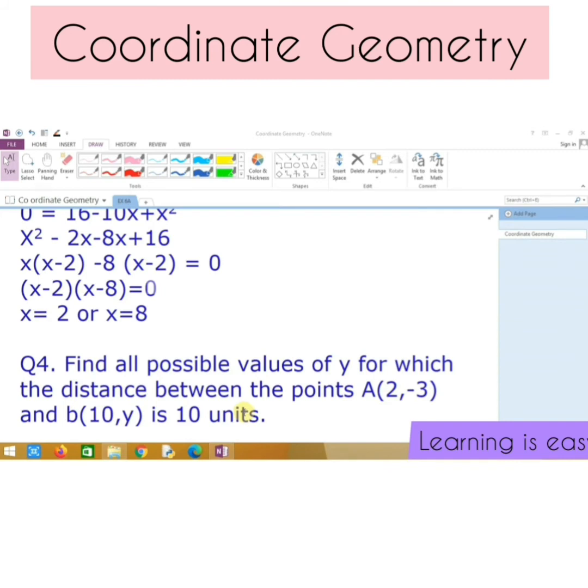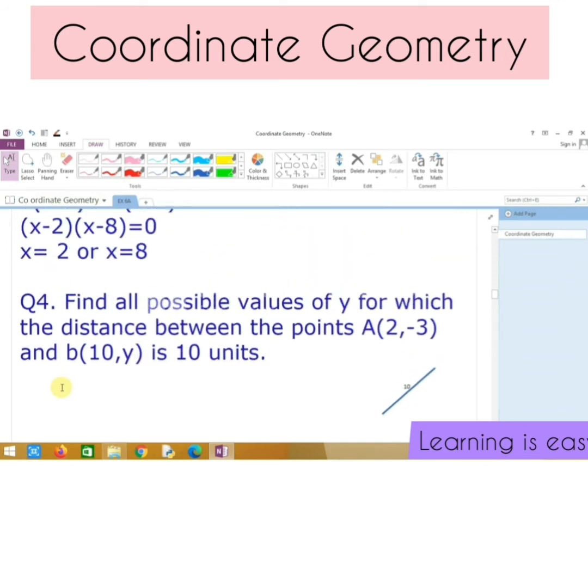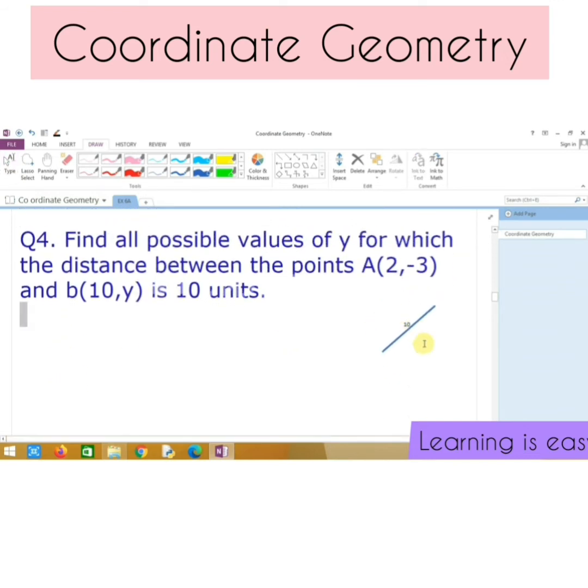Next, question 4. Find all the possible values of y. Very similar, and the distance is already given as 10 units. So the distance between A and B is 10 units. But we should see in which quadrant it falls based on the value of y. So LHS is already given. Distance is 10 units. We know the formula of distance.